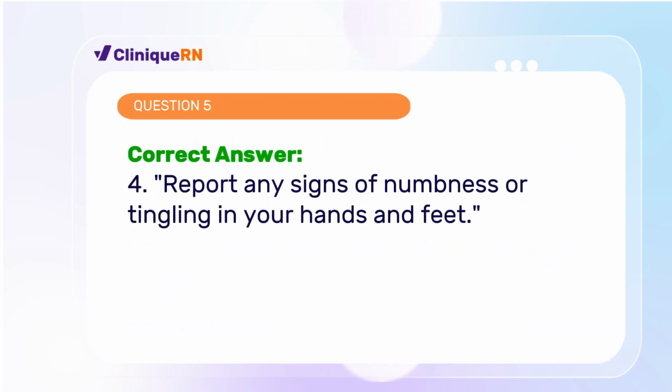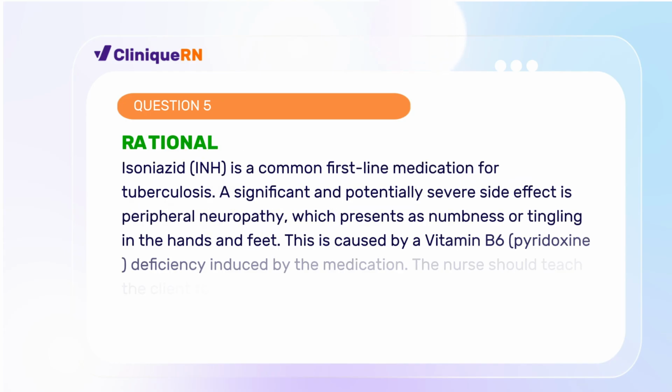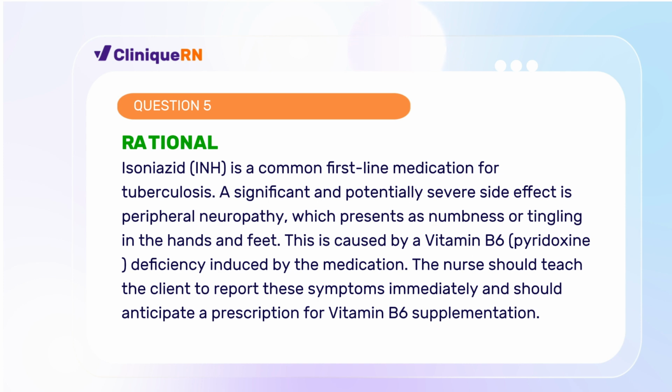Correct answer. 4. Report any signs of numbness or tingling in your hands and feet. Rationale. Isoniazid, INH, is a common first-line medication for tuberculosis. A significant and potentially severe side effect is peripheral neuropathy, which presents as numbness or tingling in the hands and feet. This is caused by a vitamin B6, pyridoxine, deficiency induced by the medication. The nurse should teach the client to report these symptoms immediately and should anticipate a prescription for vitamin B6 supplementation.